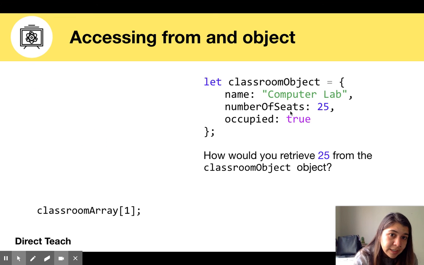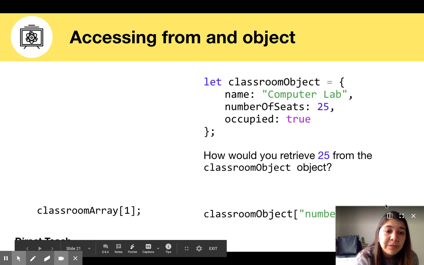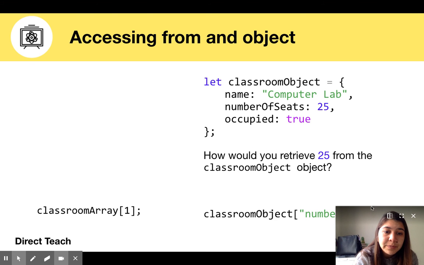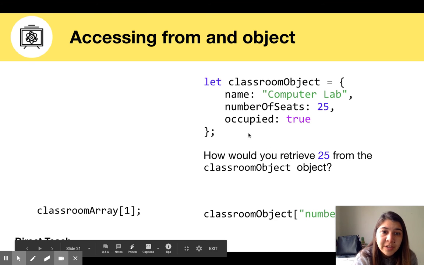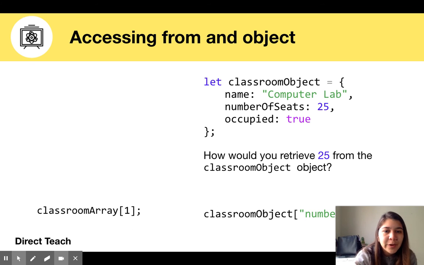From an object, we would want the number of seats from this classroom object. So there's two ways we're going to talk about to retrieve that. The first is called bracket notation. So we're putting this property number of seats in quotes. And that's going to give us that number that we're looking for, 25. It's a little bit more clear what that number means versus just 1, which doesn't really tell us what this number is that we're getting.